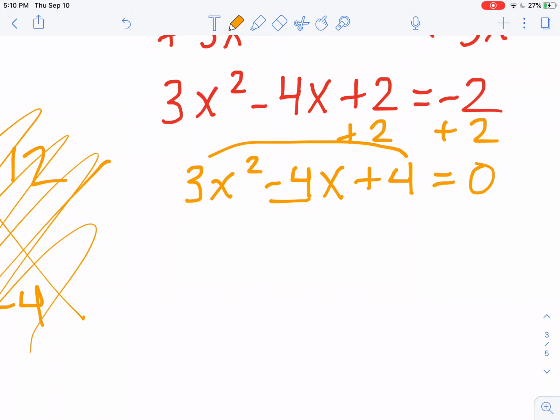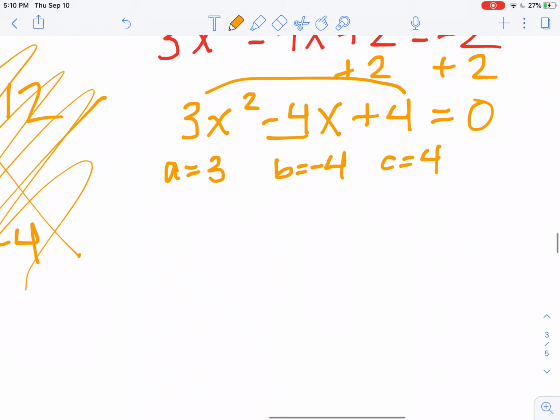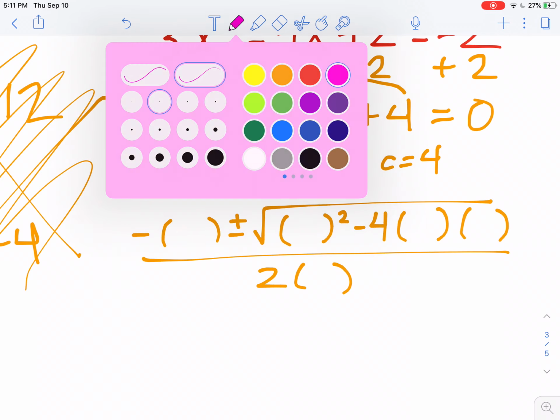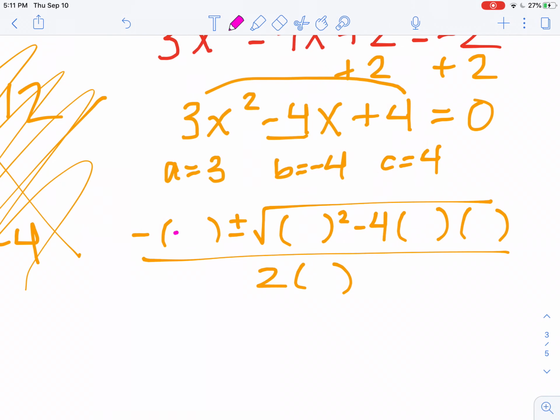It's in standard form, so I'm good to just label a, b, and c. So a is 3, b is negative 4, and c is 4. And now I'm going to write out the bare bones. So we've got negative b plus or minus square root of b squared minus 4ac all over 2a. And now I'm going to plug in a, b, and c. So we've got b first, and then another b, a, c, a.